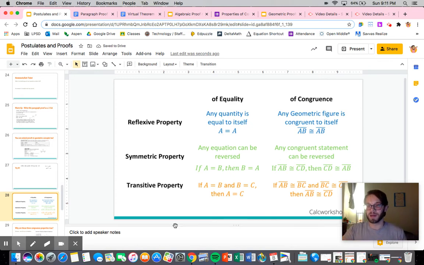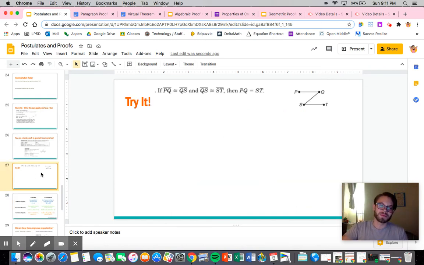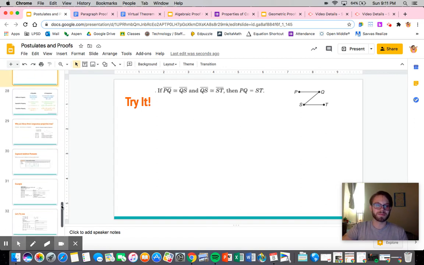Congratulations. In case you ever want to know what the transitive property of congruence proof looks like, well, we've just gone through it. But ultimately, if we were given something like this, we should have stopped one step above. I gave more information than was needed.